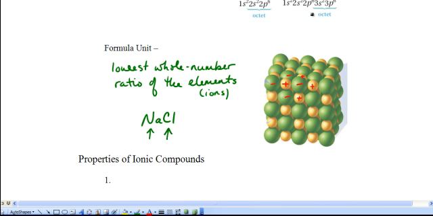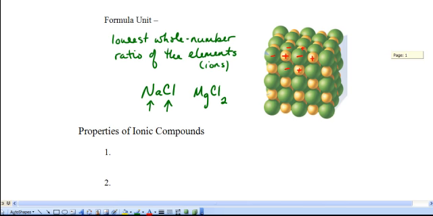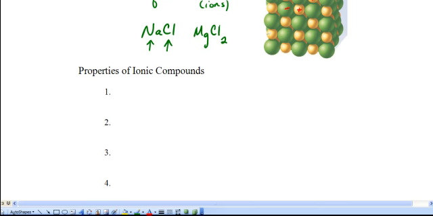Now, not all ionic compounds have a 1-to-1 ratio. Some are 2-to-1, such as magnesium chloride, where you're going to find 2 chloride ions for every 1 magnesium in the repeating structure. Alright, now scrolling down. These ionic compounds are going to have particular properties that are characteristic of ionic compounds. For example, for the most part, ionic compounds are going to be crystalline solids.